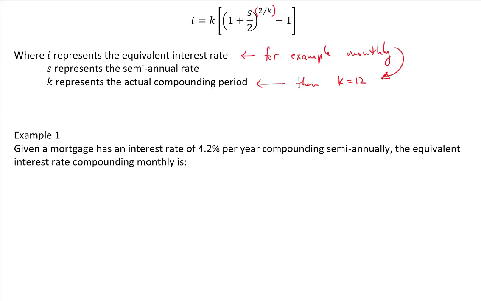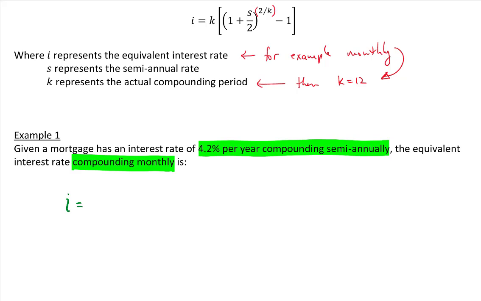So given a mortgage has an interest rate of 4.2% per year compounded semi-annually, what is the equivalent interest rate compounded monthly? So taking this new formula from above, we have the interest rate is equal to K, 1 plus S over 2 to the exponent of 2 over K minus 1. And for our example, first let's start with the K value. Since we are looking for the interest rate compounded monthly, our K value will equal 12, since there are 12 months in a year.